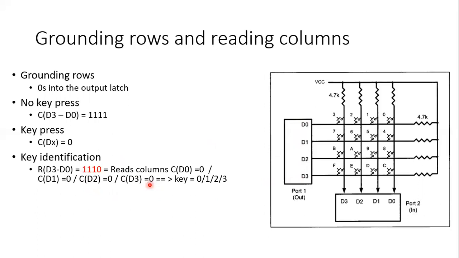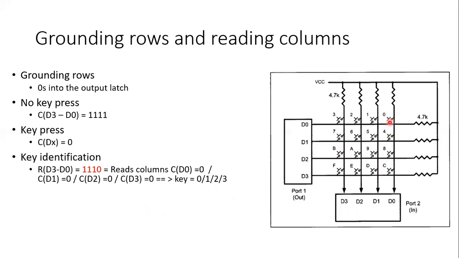When you read the column, it depends on which bit of the column is having a value 0, isn't it? If any key is pressed in this column, then D0 will be 0. Then if it is in the second column, D1 will be 0. Similarly, if this column, D2 will be 0, and if this column, D3 will be 0. Understand? Very good.